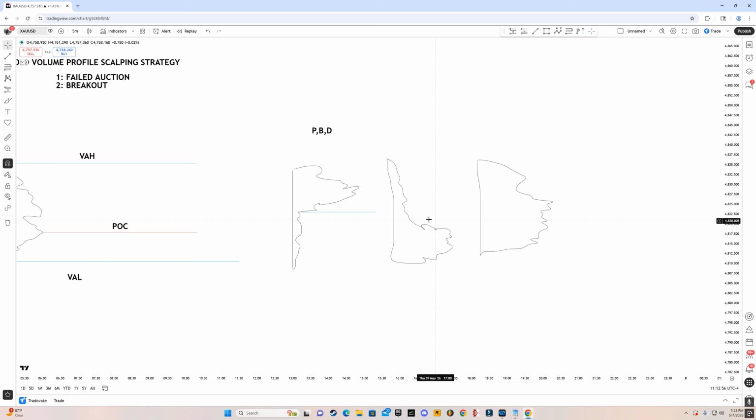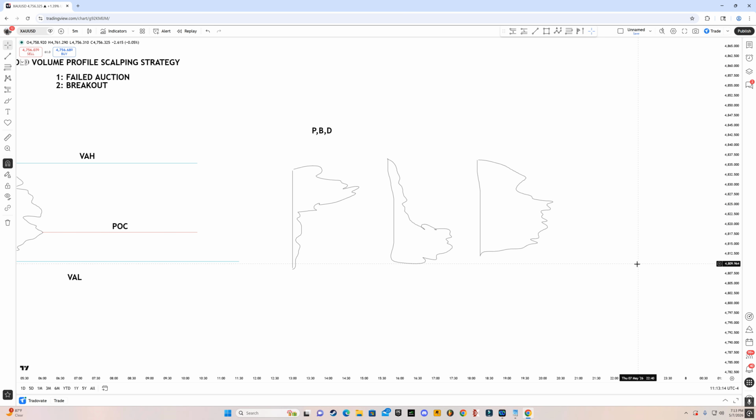Okay. And similarly with the B shape, you can expect a breakout to the downside with aggression. Okay. Or price could go above the value area high first, and let's consider the value area high and value area low as premium and discount zones, okay? And then it will just push down.